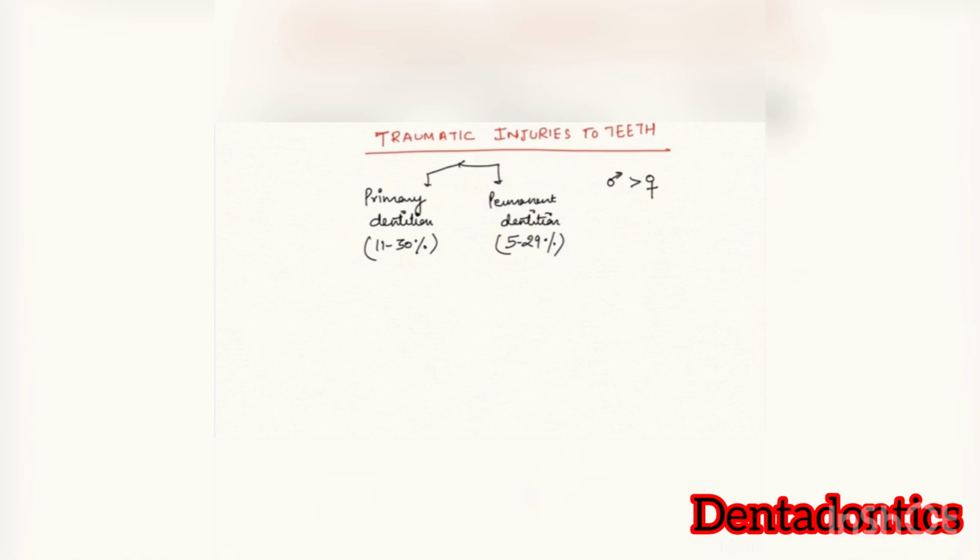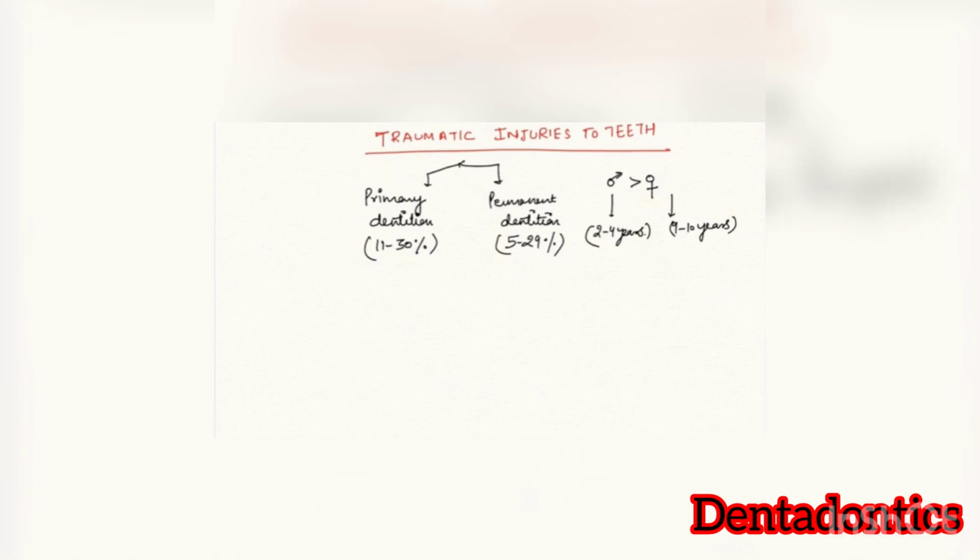Hello friends, so we are back with a new topic, and our today's topic is traumatic injuries to the primary or permanent teeth. Trauma can occur in primary dentition as well as in permanent dentition. The prevalence of trauma in primary dentition is 11 to 30%, whereas the prevalence in case of permanent teeth is 5 to 29%. Trauma occurs most commonly in the male as compared to the female, and the age which is most prone to traumatic injury is 2 to 4 years in male, where the facial injury is very common, and in female it is 9 to 10 years.